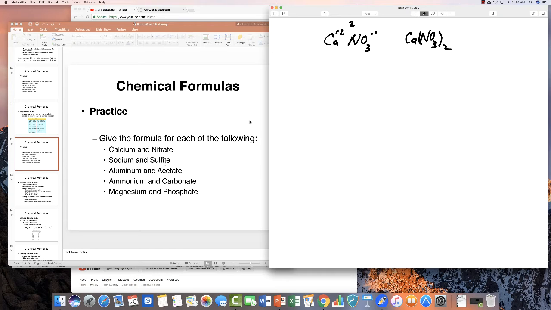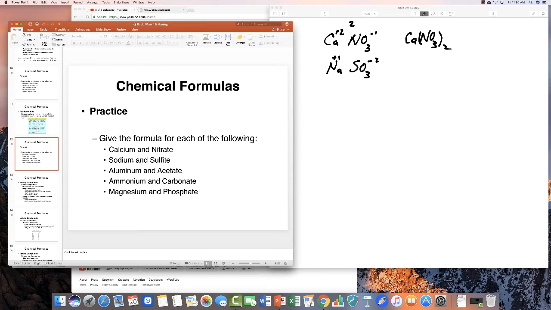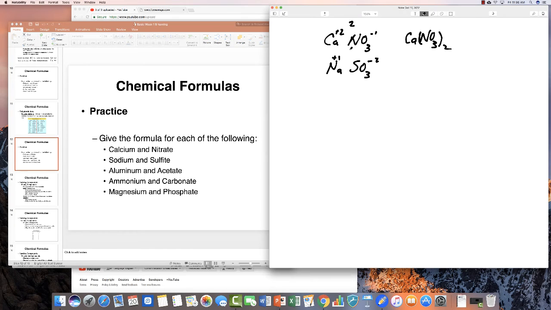Sodium and sulfite. Sulfite is SO3 -2. So you have Na +1. Just to show you, here is sulfite -2, and the previous one was nitrate, NO3. So sodium and sulfite, again, the least common multiple here is 2. 1 goes into 2 two times, and 2 goes into 2 one time. So that's sodium sulfite.